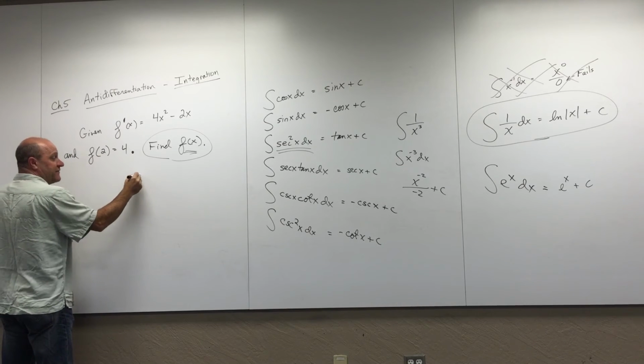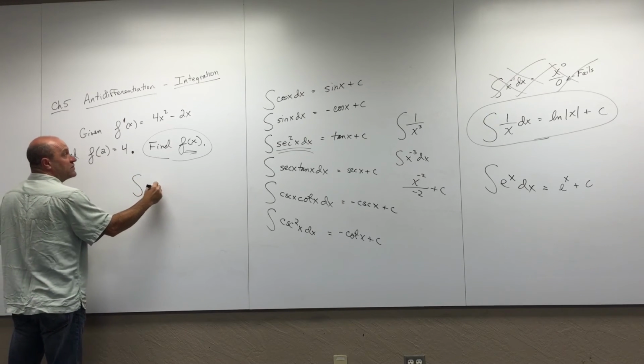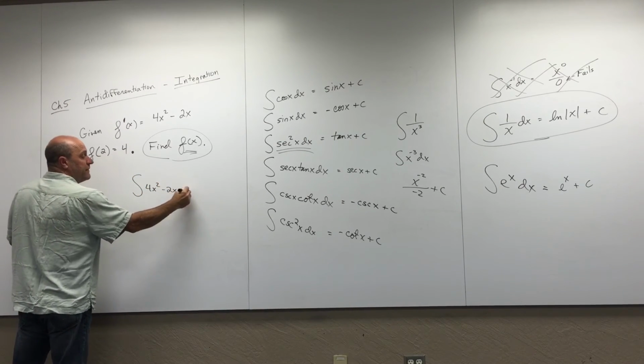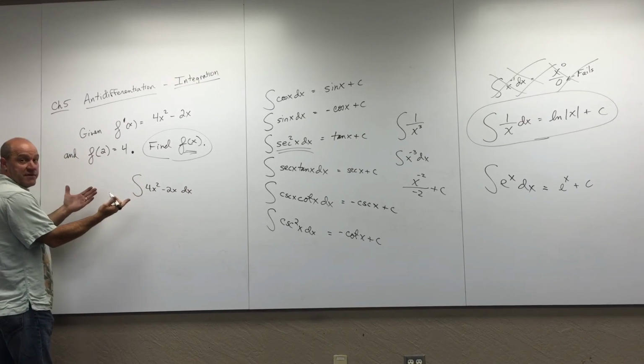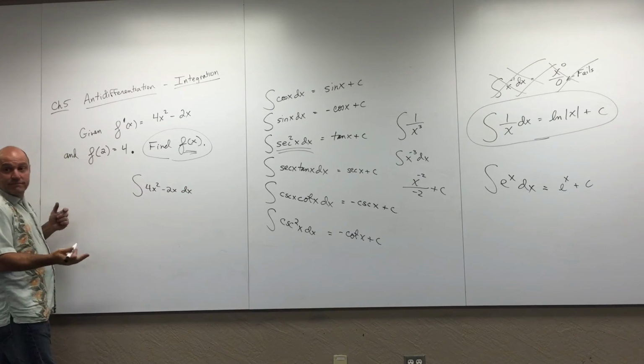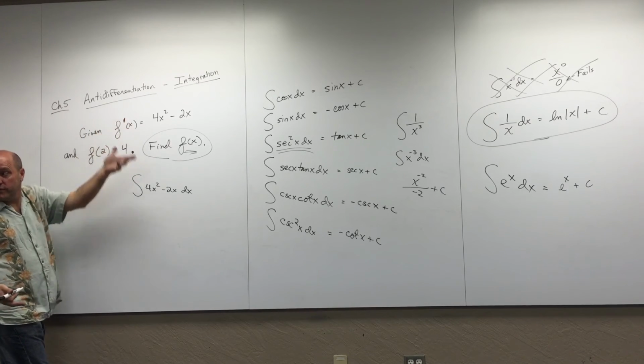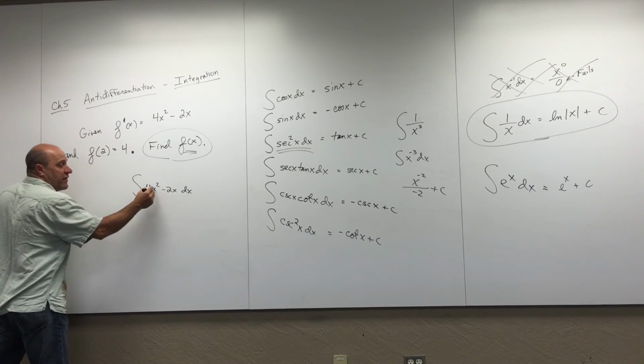So I think I have to integrate 4x squared minus 2x. So that's what I have to do. You guys with me? Right. To get from a derivative to a function. So here I go. So how do you integrate?